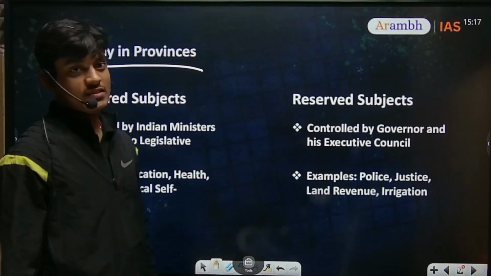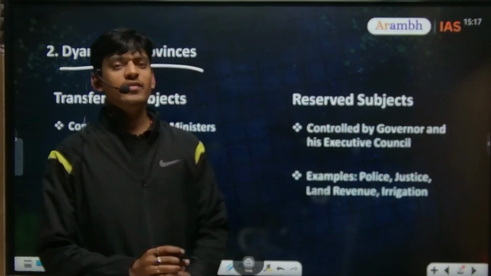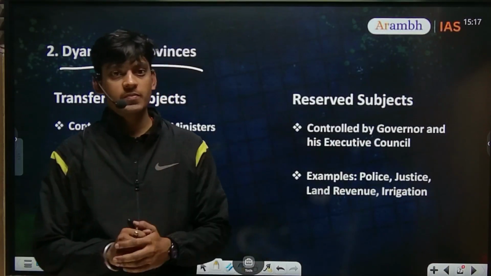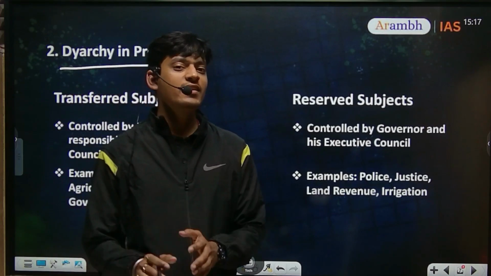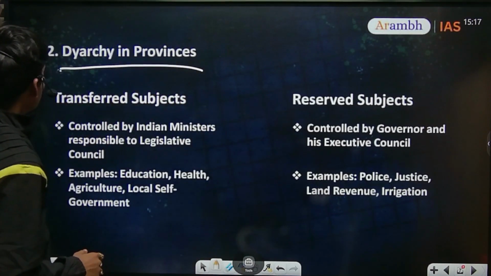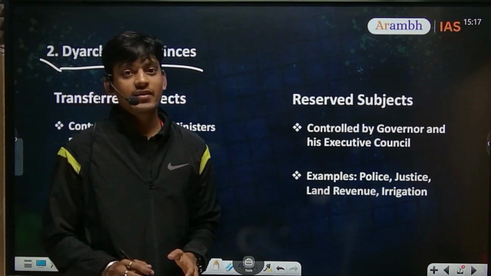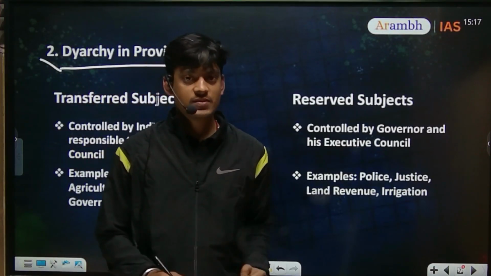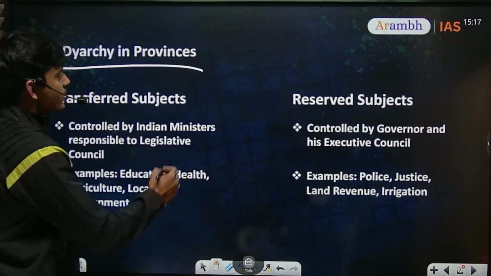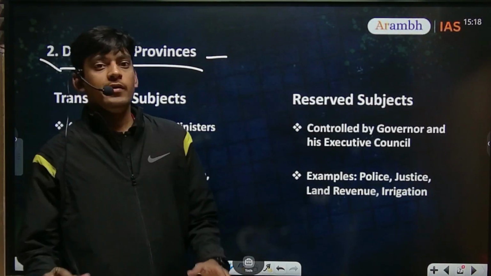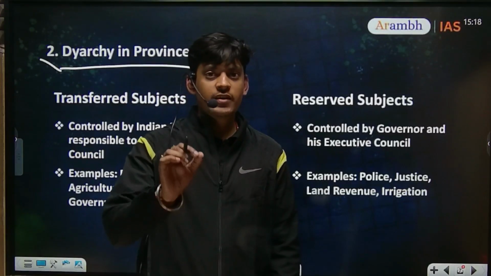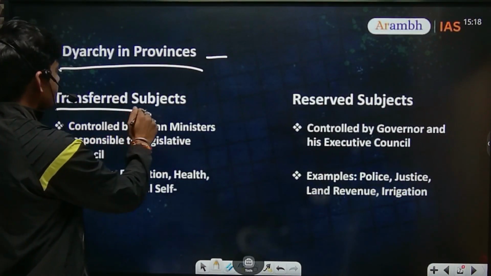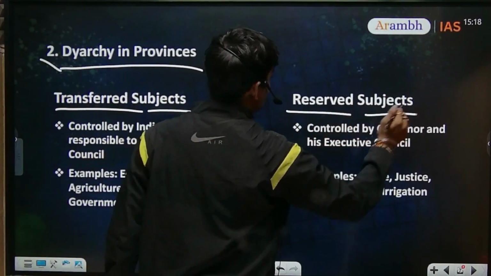Now the second is diarchy in provinces. Understood? Diarchy in provinces. This is most important for UPSC prelims. This is the heart of the 1919 Act. The British introduced diarchy, meaning a dual role in the provinces. Now understand. Provincial subjects were divided into two lists: transferred subjects and reserved subjects.